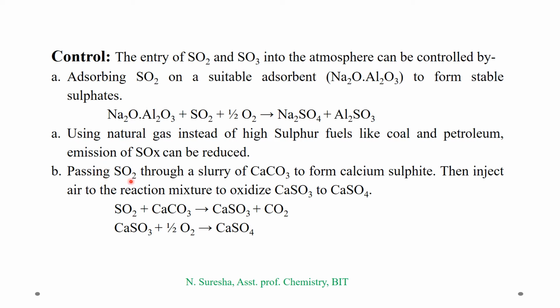Passing sulfur dioxide through a slurry of calcium carbonate to form calcium sulfide, then inject air into this reaction mixture to oxidize calcium sulfide to stable calcium sulfate. Sulfur dioxide is passed through a slurry of calcium carbonate. It leads to the formation of calcium sulfide. Then oxygen is blown into this mixture to convert calcium sulfide into stable calcium sulfate. In this way, we can reduce the release of oxides of sulfur into the atmosphere.